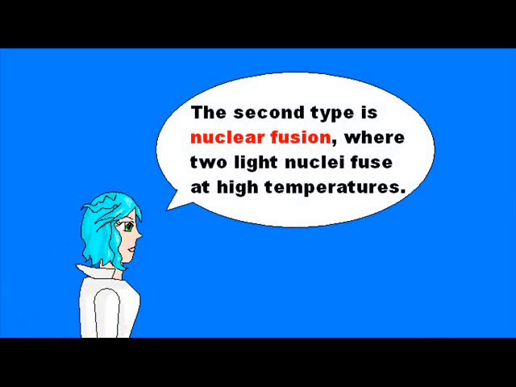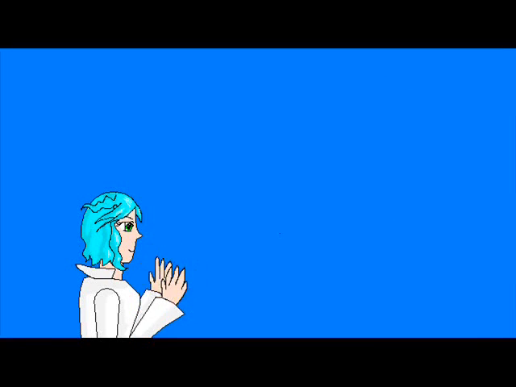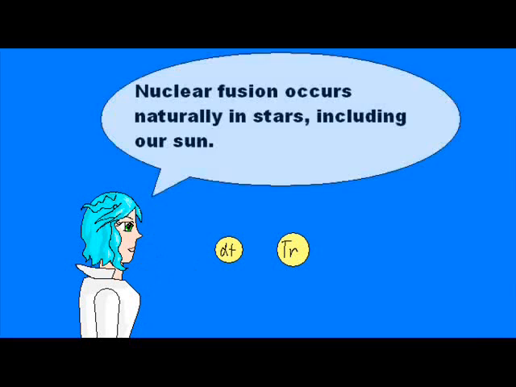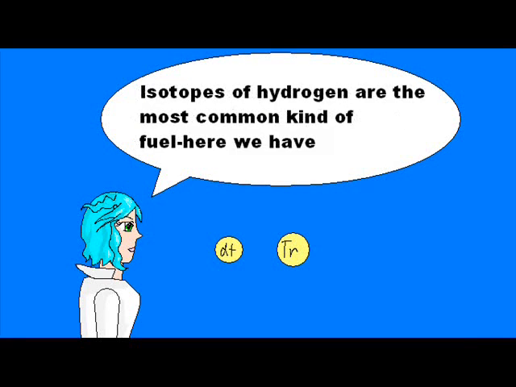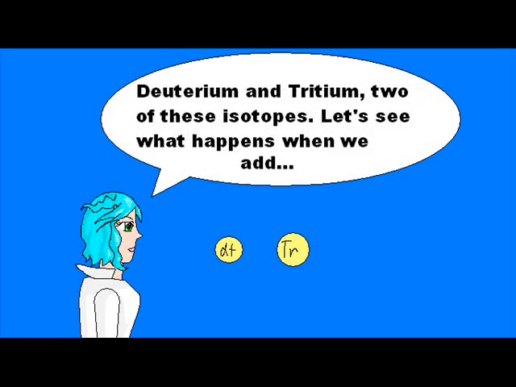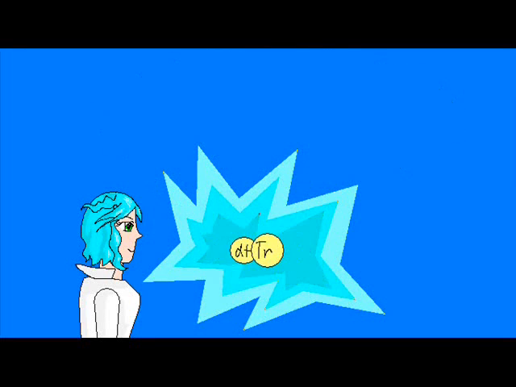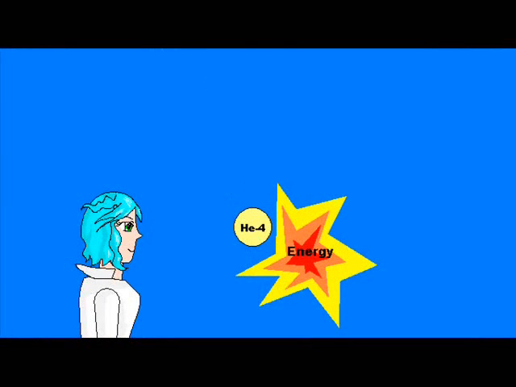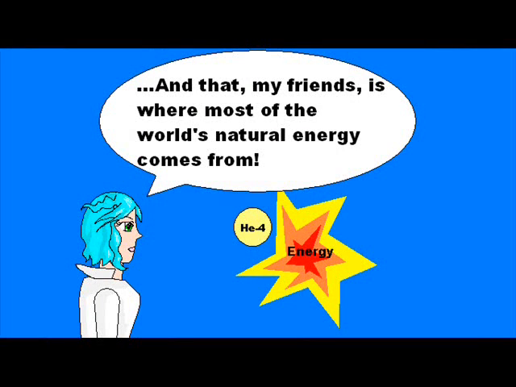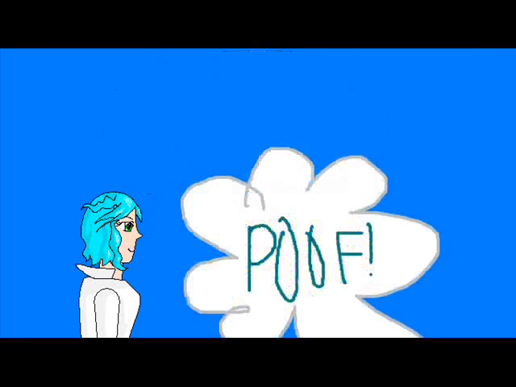The second type is nuclear fusion, where 2 light nuclei fuse at high temperatures. Nuclear fusion occurs naturally in stars, including our Sun. Isotopes of hydrogen are the most common kind of fuel. Here we have deuterium and tritium, 2 of these isotopes. Let's see what happens when we add 1,000,000 degrees Celsius to these 2, similar conditions to the Sun's core. And that, my friends, is where most of the world's natural energy comes from.